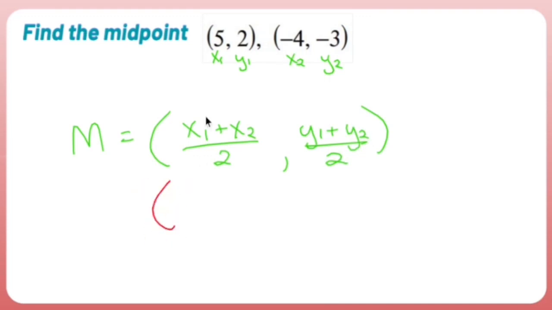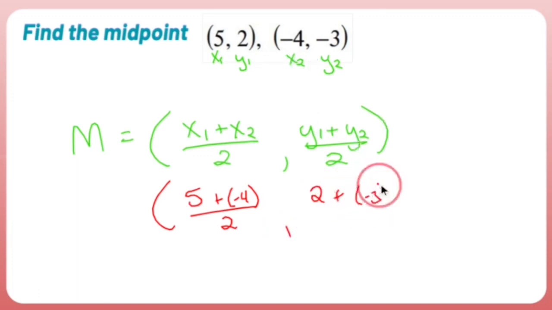All right, so x sub 1 is 5 plus x sub 2 is negative 4 all over 2. Y sub 1 is 2 plus y sub 2 is negative 3. All of that over 2.